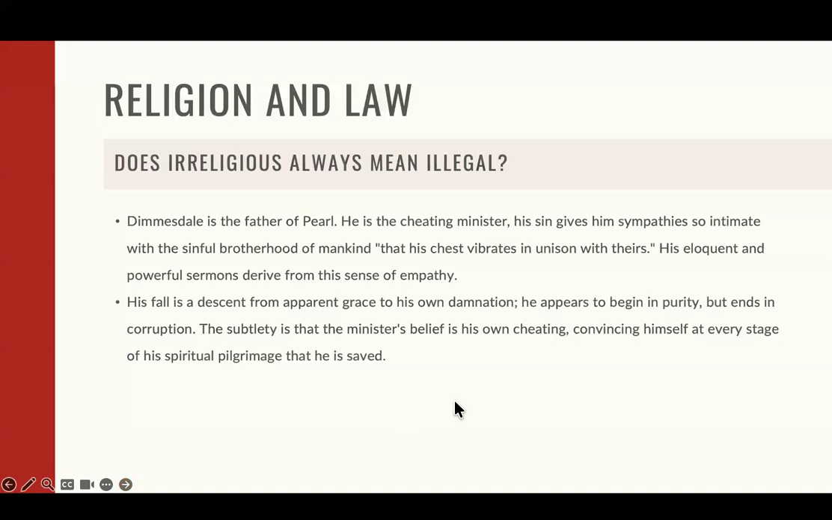One more question which I had was about religion and law. Does irreligious always mean illegal? I think this is a question which we always have, and I think the US is still having also. There are areas where something is considered a sin by religion, but could be approved by law. So what exactly does that mean?